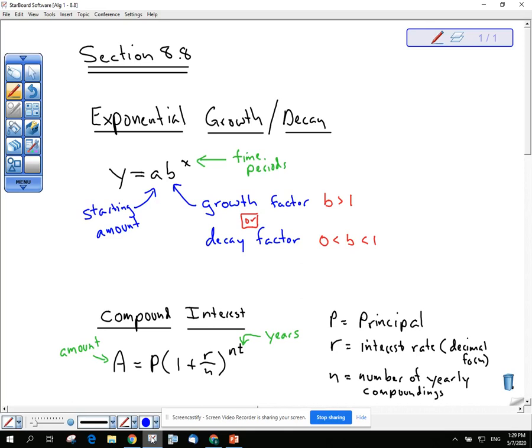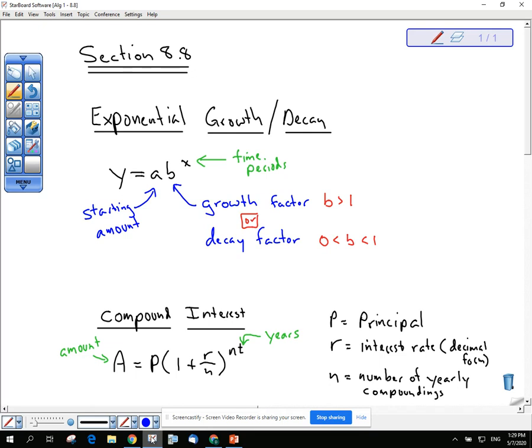Algebra 1, Section 8.8, exponential growth and decay. Starting with a formula, y equals ab to the x, which is something that we had some exposure to in the previous section. This is the exponential growth and also the exponential decay formula.